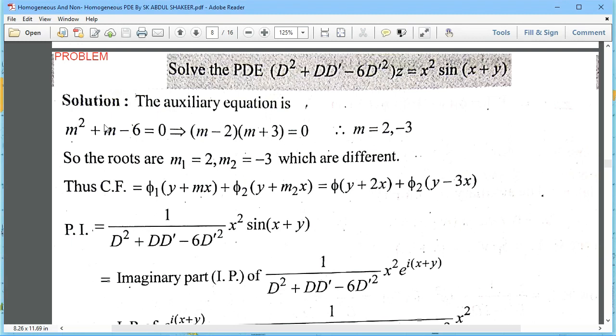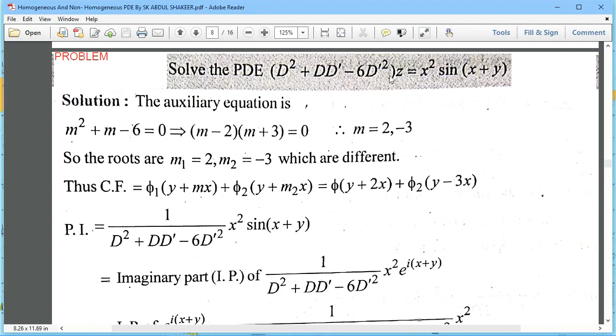For this, writing the auxiliary equation, which is obtained by d equal to m and d dash equal to 1, and taking the roots of the auxiliary equation. So here we will have two different roots, that is m1 is 2 and m2 is minus 3. Now we will have the complementary function. Formula is phi 1 of y plus m1x plus phi 2 of y plus m2x, replacing m1 value and m2 value. So it is the required complementary function. Now the particular integral. Formula is 1 by f of d d dash, capital F of x comma y.